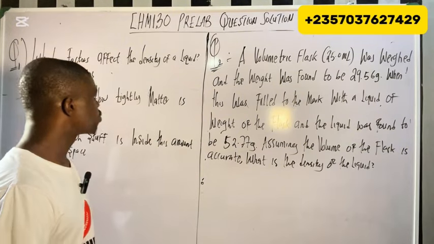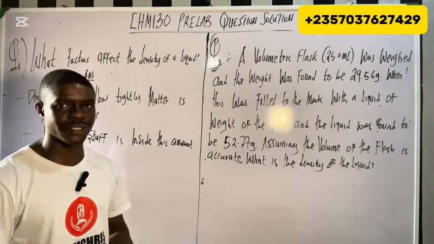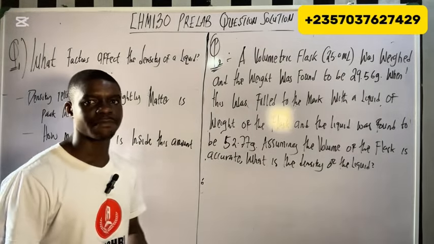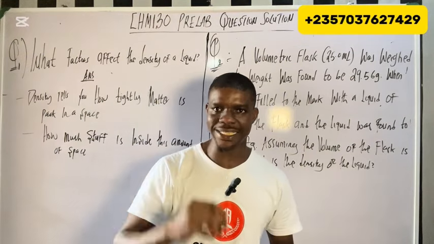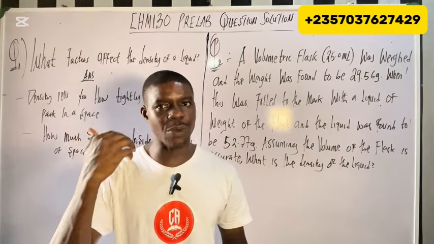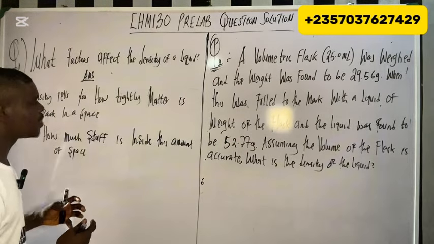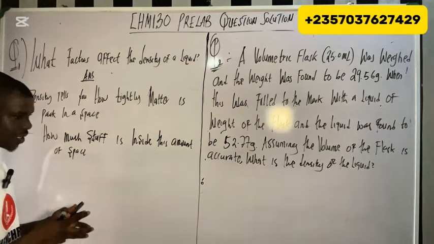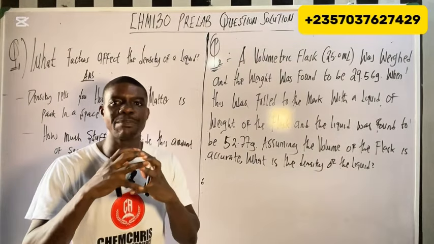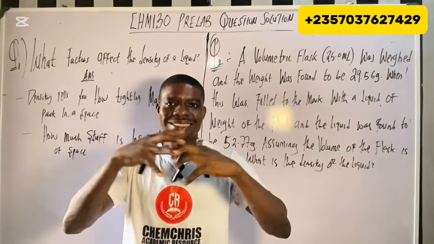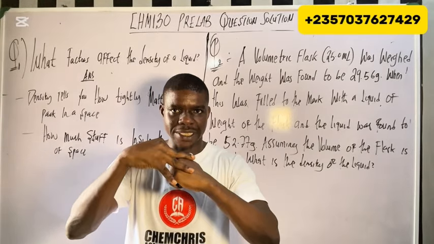Let me explain. Here we have question 1 and question 2. Question 1: what factors affect the density of a liquid? Let's first understand what density is. Density tells you how tightly matter is packed in a space. That is called density.